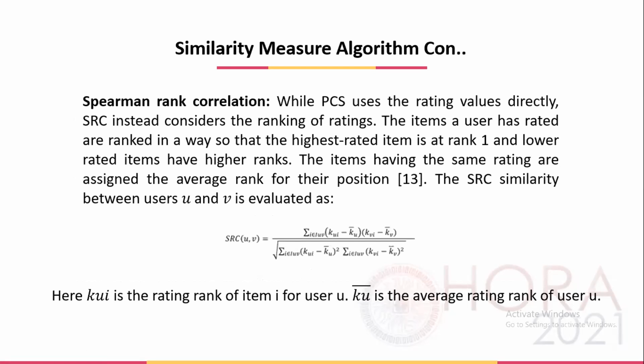So lastly, the Spearman rank. The Spearman rank correlation coefficient is a measure of the relationship between two variables when data in the form of rank orders are available. This formula represents Spearman rank correlation. Here K_UI is the rating rank of item I for user U, and K bar U is the average rating rank of user U.